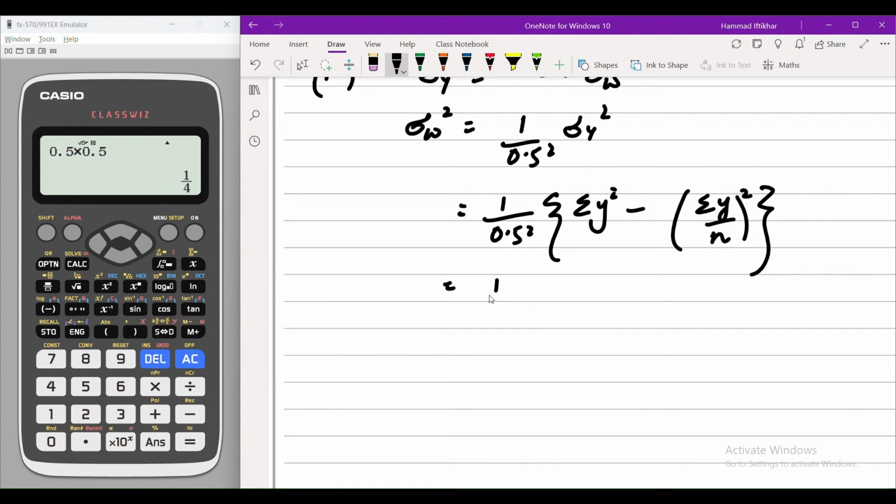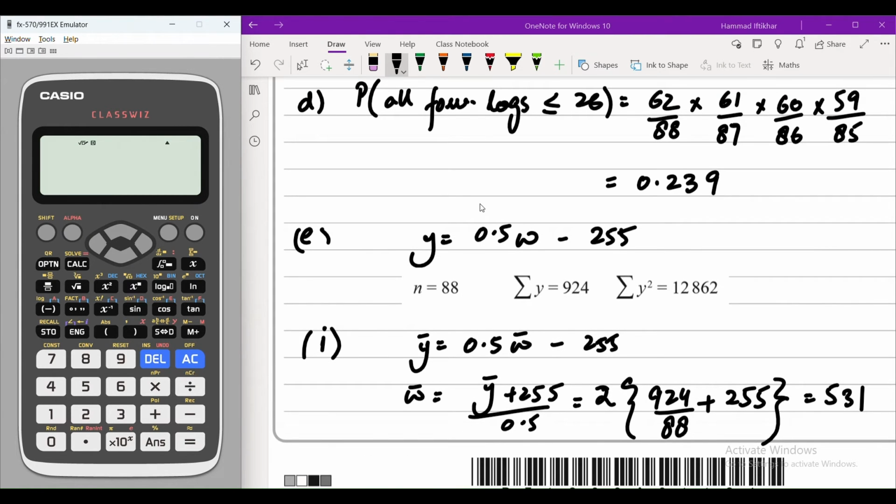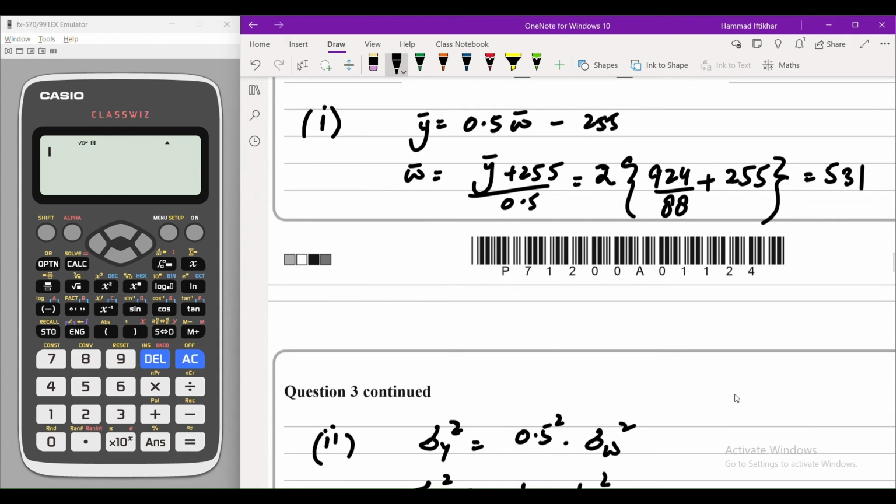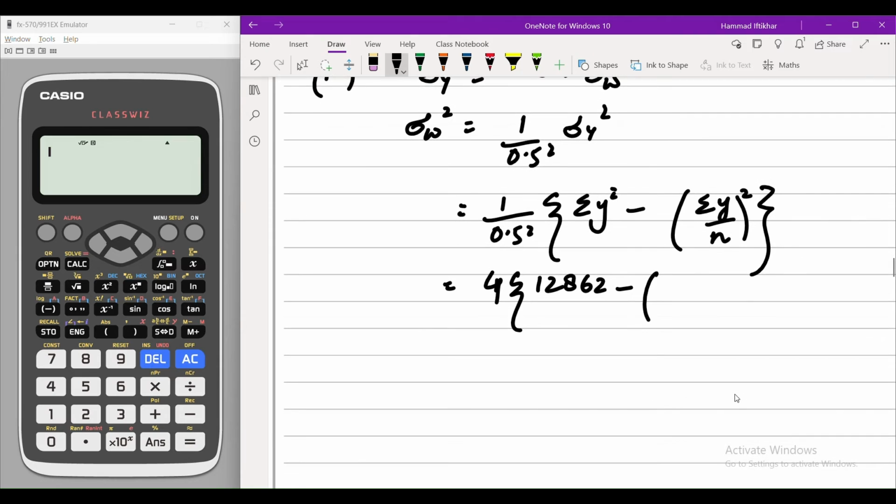So that is 0.25. Actually, that will be just equal to 4. Sigma y squared, they gave us 12862 minus the square of sigma y, which is 924 over 88.